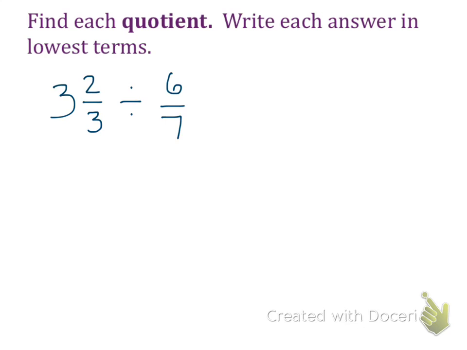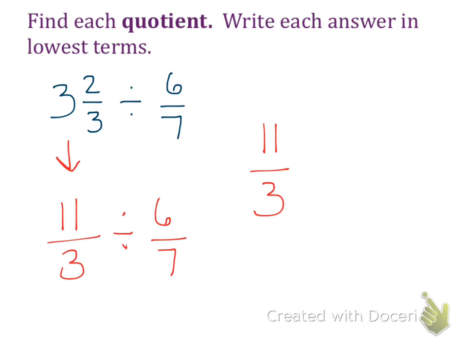So here's another one like that. So first step, get rid of these so you can have improper fractions. So 3 2/3 is really the same as 11/3 divided by 6/7. And now, again, you just keep the first fraction the same. Instead of dividing, you want to multiply, and now the reciprocal would be 7/6.